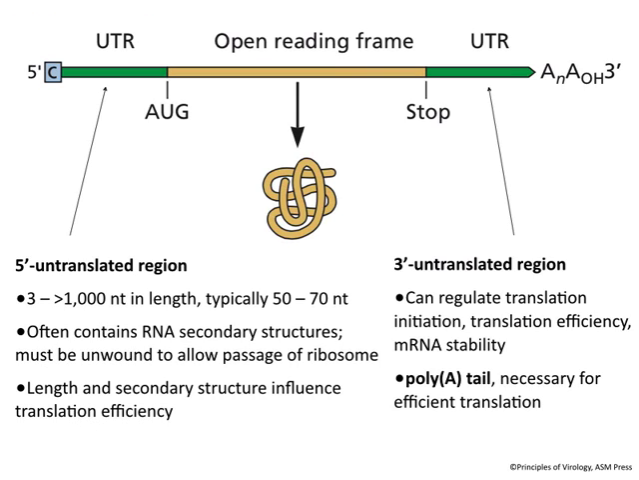Let's look at it a little more closely. The 5' and 3' untranslated regions can vary in length. The 5' is typically 50 to 70 nucleotides, but there are some longer ones. It often has secondary structures, stem loops and bulges and so forth, which we talked about before. That secondary structure has a variety of roles. One of them is to regulate the efficiency of translation. So the more secondary structure in the 5' UTR of a message, the harder it is for the ribosomes to get through it.